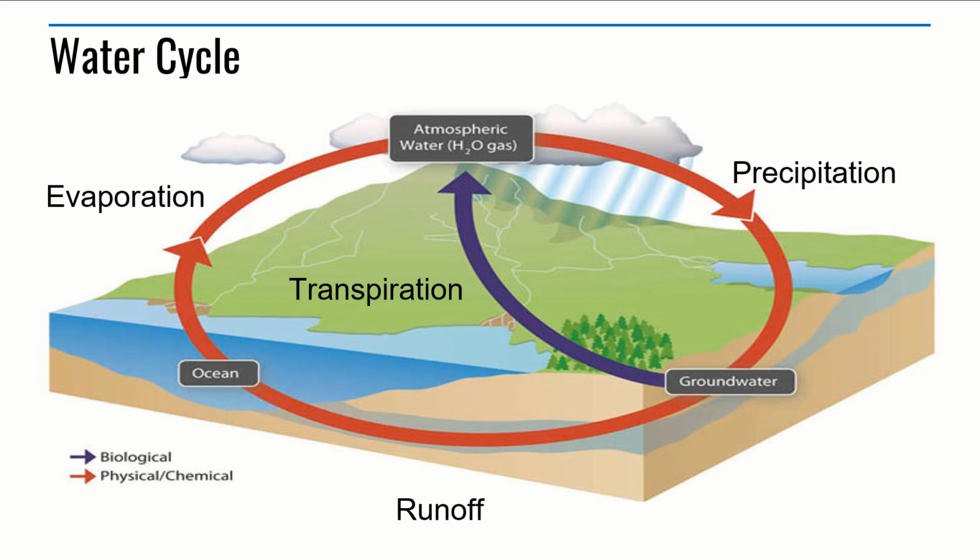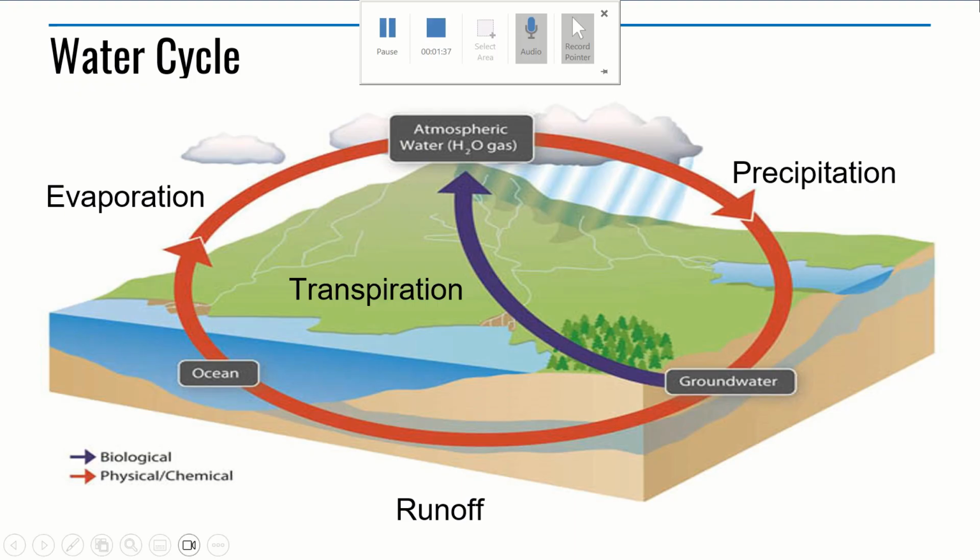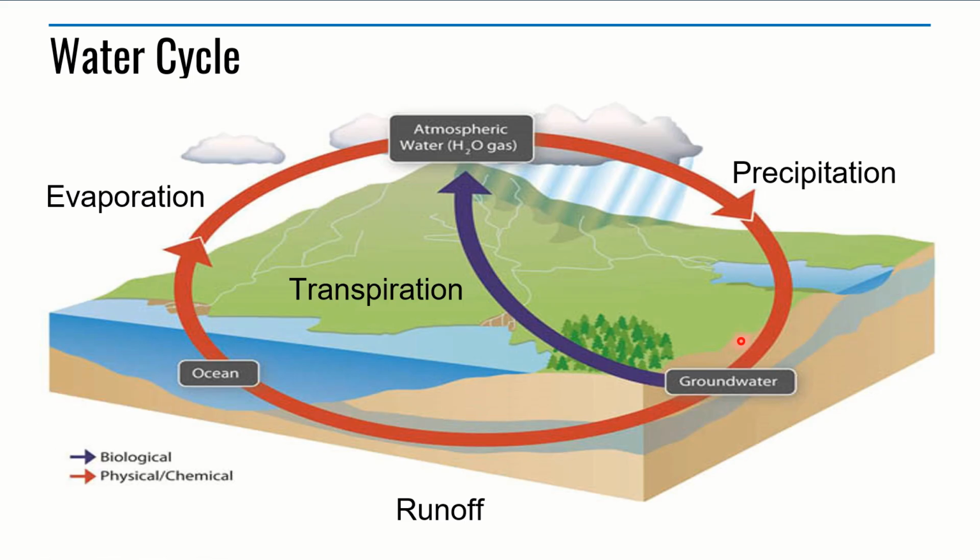So with the water cycle, this one's pretty easy. You guys have probably studied this since elementary school. Essentially, you have mainly physical and chemical processes going on. Let me get a laser pointer going. Things like precipitation, which is going to move water from the atmosphere to the groundwater. You have runoff from the groundwater to the oceans. And then you have evaporation from bodies of water back to the atmosphere.